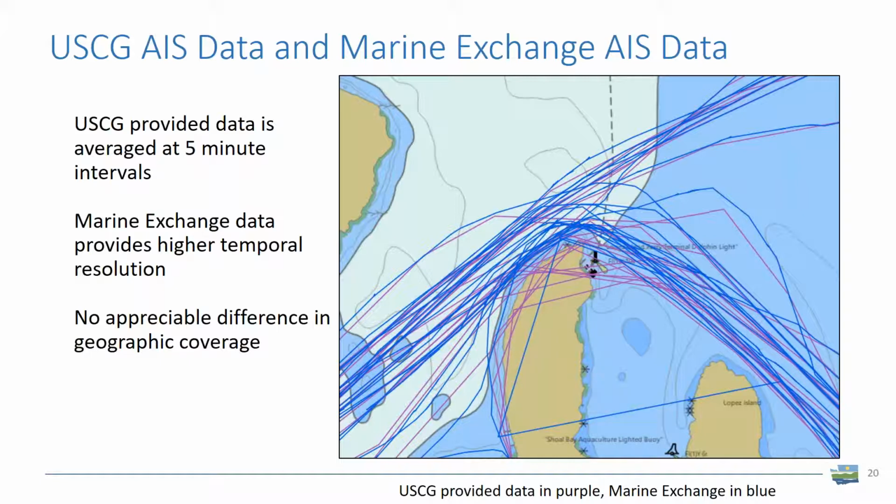Now, the Coast Guard data here is shown in purple. The Marine Exchange data has a higher temporal resolution, and you can see the difference by comparing the blue tracks there. However, Marine Exchange and Coast Guard do use different receiving stations, so the other thing we wanted to look at was possible differences in geographic coverage. And what we found was that the Marine Exchange coverage was as robust as the Coast Guard data, and as a result, we've elected to go with the Marine Exchange data for this project.